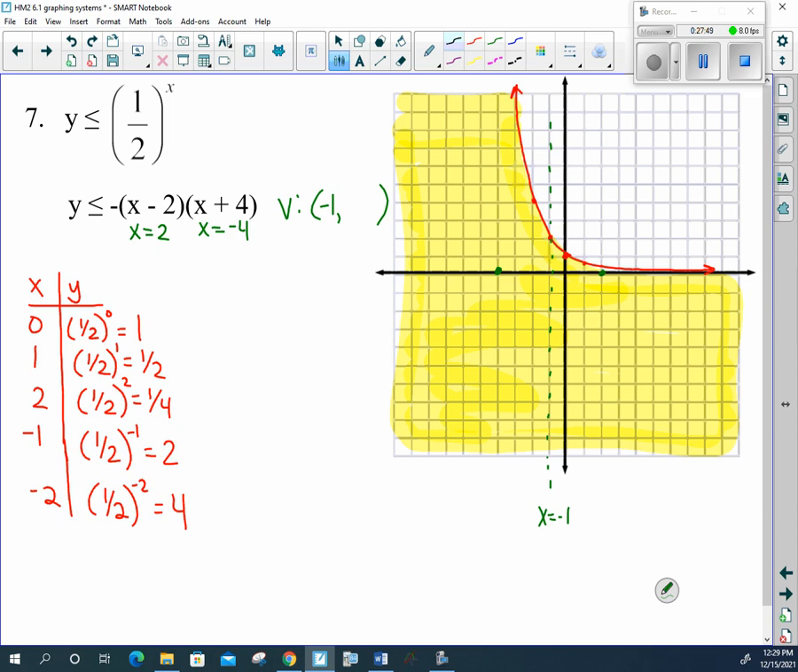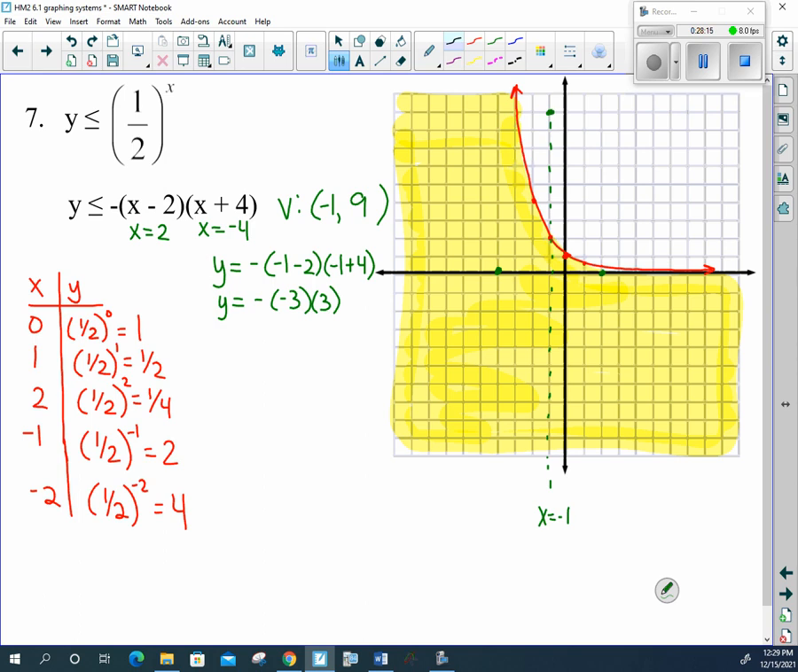Well, to figure out what it is, let's put it back in the equation. So it's going to be negative, and then -1 minus 2, and -1 plus 4. So that's going to turn out to be a -3 and a +3. A negative times a negative is a positive, and 3 times 3 is 9. So we're at -1, 9 for our vertex.